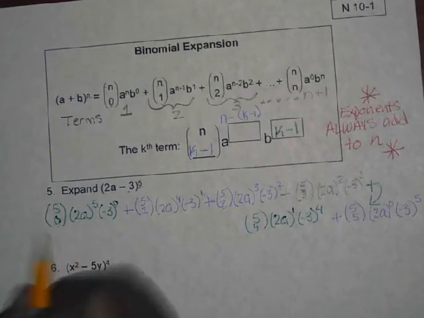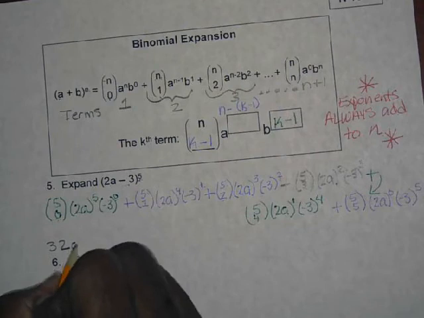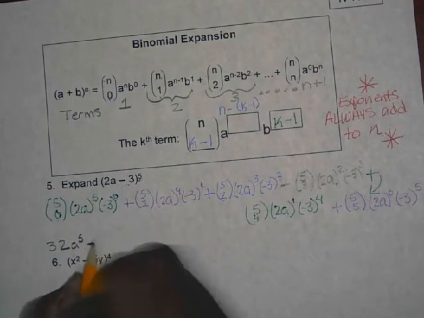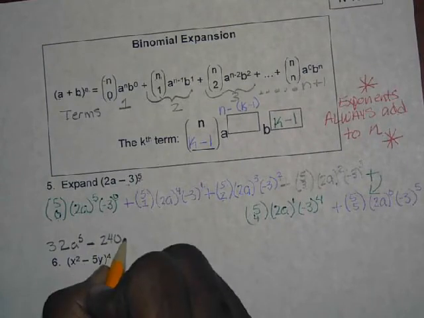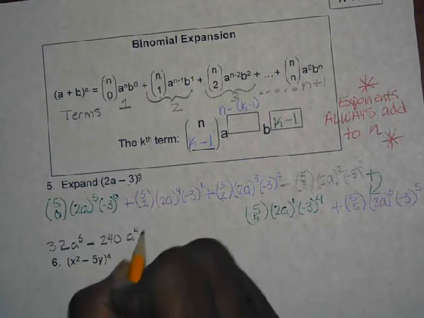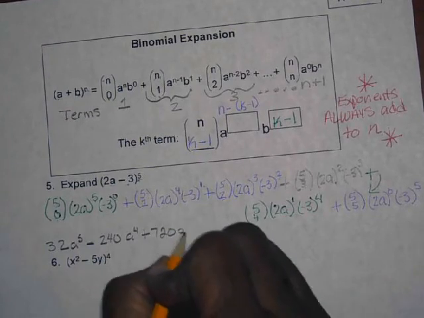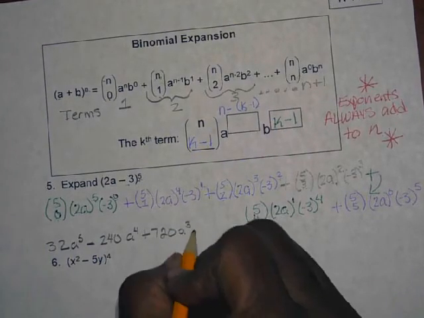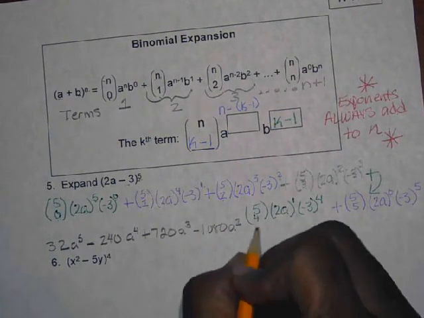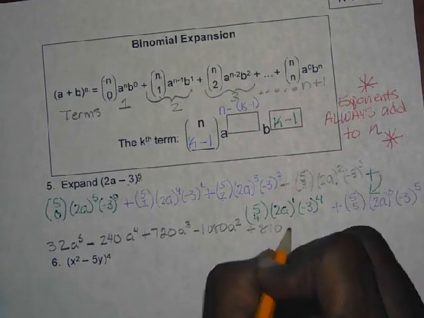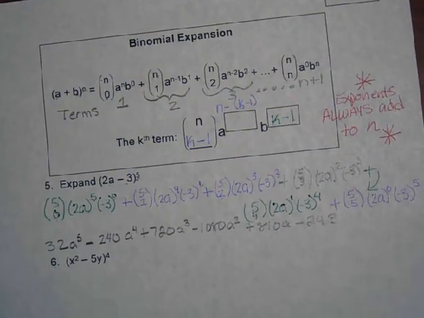2 to the 5th power, so that's 32 a to the 5th, subtract 240 a to the 4th, plus 720 a to the 3rd, subtract 1080 a squared, plus 810 a, subtract 243.